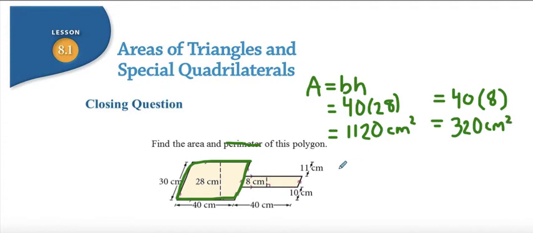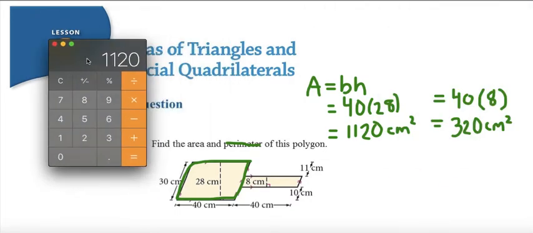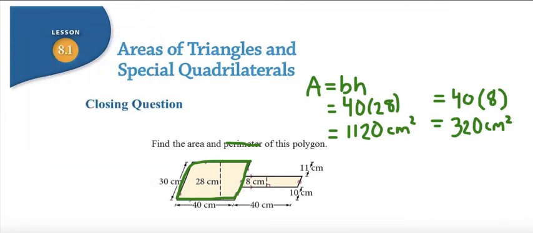So to find the area of the entire composite figure, I'm going to go ahead and add those. Here we go. I'm going to add those together, and 1,120 plus 320 is going to give me 1,440 centimeters squared in total.